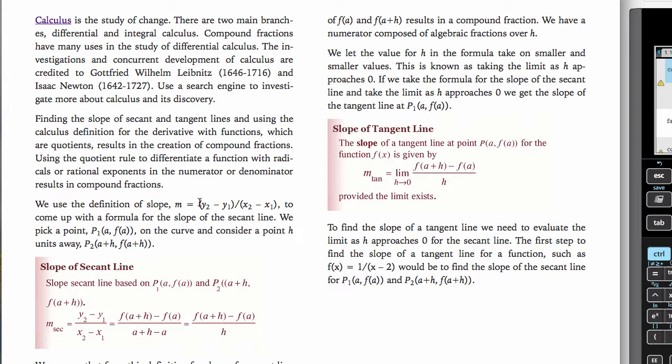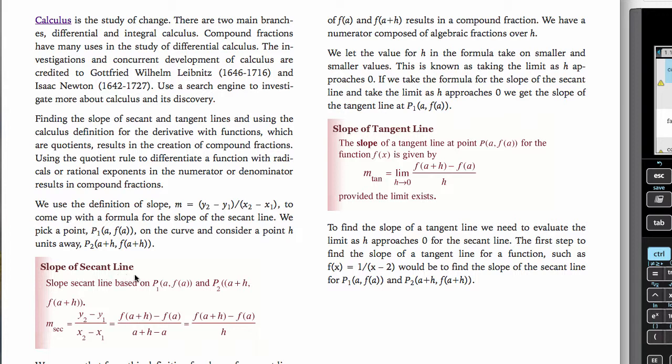The definition of slope, which will be covered in future volumes, is y sub 2 minus y sub 1 divided by x sub 2 minus x sub 1. Now if we call the one point A and f of A, and then call the point that's h distance away from A, A plus h, and substitute this into our function f of A plus h, and if we take y sub 2, which is this one, minus y sub 1 over x sub 2 minus x sub 1, we end up with this formula for what they call the secant line.